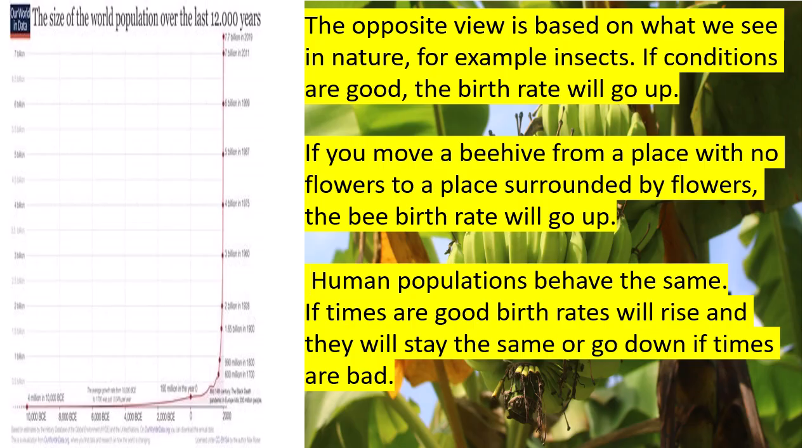The opposite view is based on what we see in nature. For example, insects. If conditions are good, the birth rate will go up. If you move a beehive from a place with no flowers to a place surrounded by flowers, the bee birth rate will go up. Human populations behave the same. If times are good, birth rates will rise, and they will stay the same or go down if times are bad.